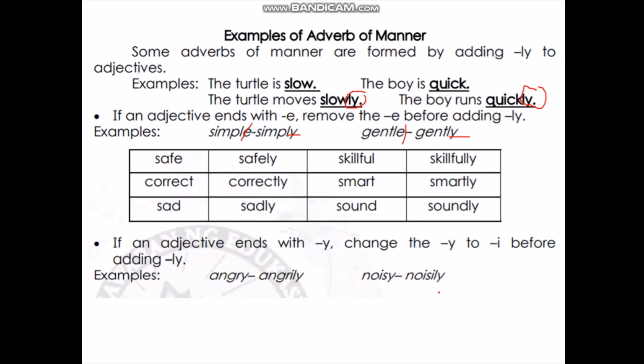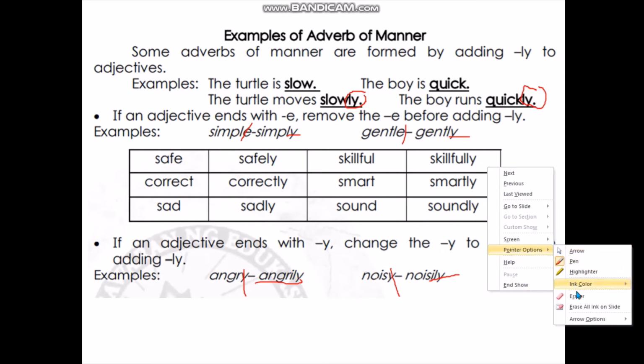Another rule is if an adjective ends with y, change the y to i before adding ly. Example, angry. And how can we change this into adverb? Remove the y and then change it to ily, angrily. Next, noisy. If you want to change it into adverb, we need to remove the y and then change it into i and then put ly. So now, this is noisily. Okay, so these are the examples of adverb of manner.